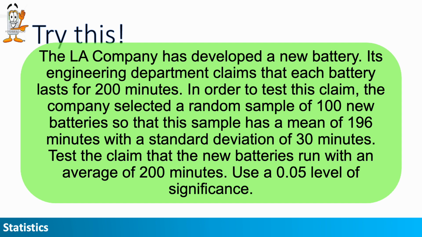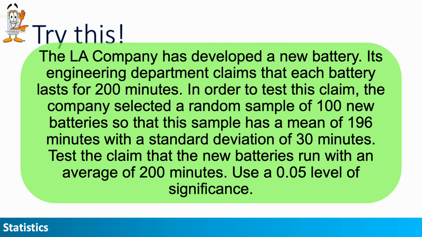That means that the null hypothesis should be, if it's no change or no difference, equal to this claim. Okay? There's already a clue here. In order to test this claim, the company selected a random sample of 100 new batteries so that this sample has a mean of 196 minutes with a standard deviation of 30 minutes. Test the claim that the new batteries run with an average of 200 minutes. The claim to test is that the new batteries run with an average of 200 minutes. Use a 0.05 level of significance.